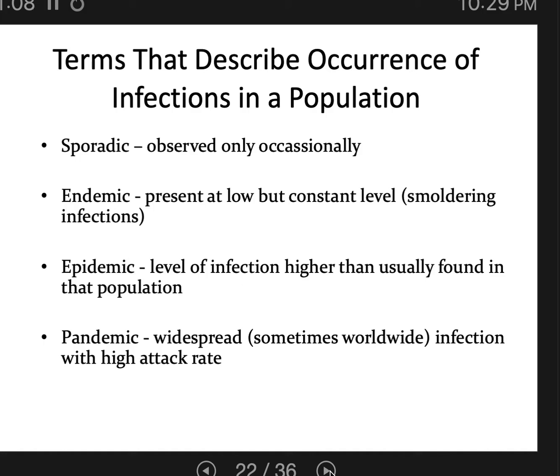So endemic diseases are always present, but only at low smoldering levels. So for us in New Mexico, a good example would be plague. There's not a lot of cases, but it's always kind of there. There's always a risk of transmission to be aware of. You don't worry about it all the time, but you're aware that it's there, and you hear about cases once in a while.